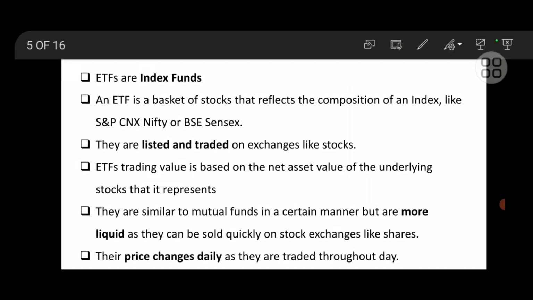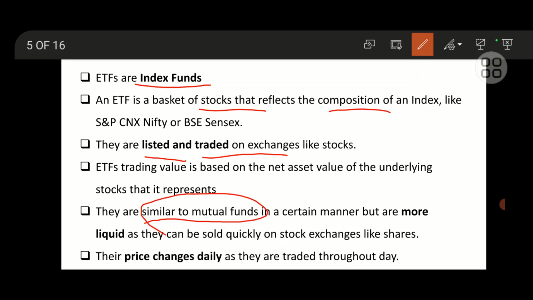So what is ETF? ETF is an index fund. It has a basket of stocks that reflects the composition of an index like Nifty, Sensex. They are listed and they are also traded. This ETF is similar to a mutual fund, but it has more liquidity, which means it can easily be sold.